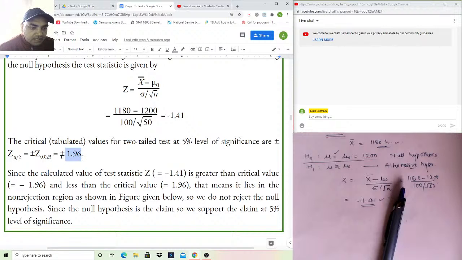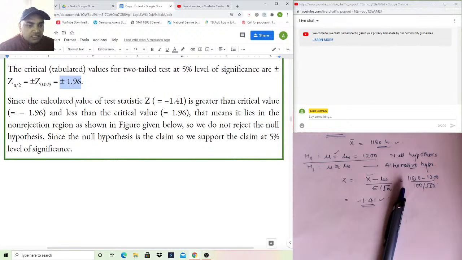That spans from plus 1.96 to minus 1.96. Since the calculated test statistic z, equal to minus 1.41, is greater than the critical value minus 1.96 and less than the critical value 1.96, it means it resides between minus 1.96 and plus 1.96. That means it lies in the non-rejection region as shown in the figure given below. So we do not reject the null hypothesis. Since the null hypothesis is the claim, we support the claim at 5% level of significance.